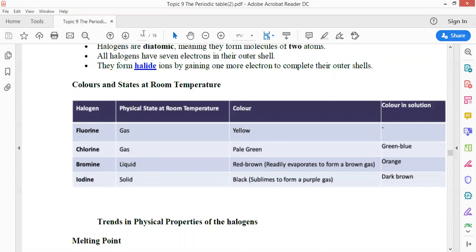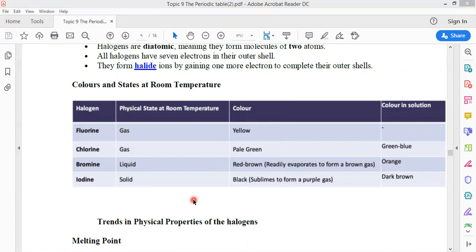By moving down through group number 7, what did you notice here? The color of fluorine is yellow, chlorine pale green, bromine red-brown, finally iodine black. So color gets deeper. This is a trend. By going down through group number 7, color gets deeper. This is the trend in physical properties of halogens.